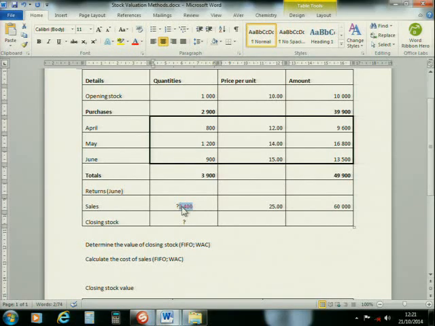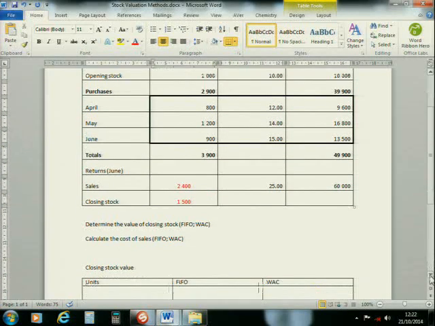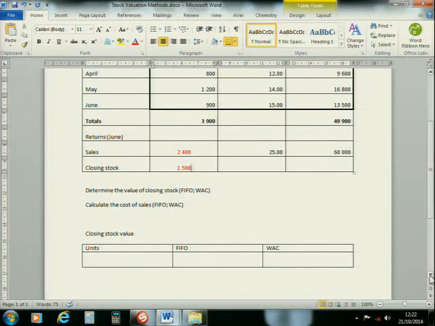If you have sold 2,004, how many units are you left with from the 3,009? You are left with 1,005. Am I right? I'm just putting this in red. It means you're left with 1,500 units. So the question is, what is the value of these closing units in simple terms, using the first in, first out method?